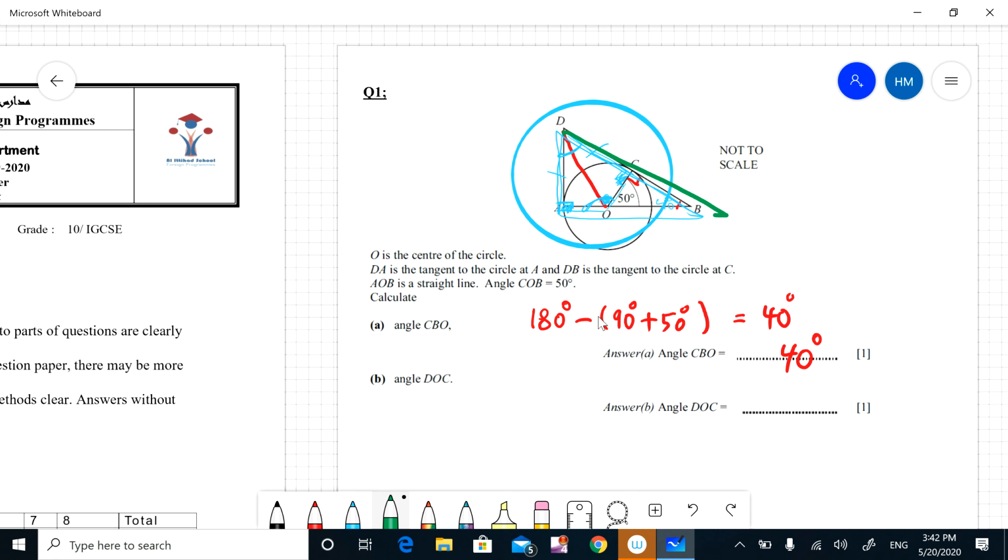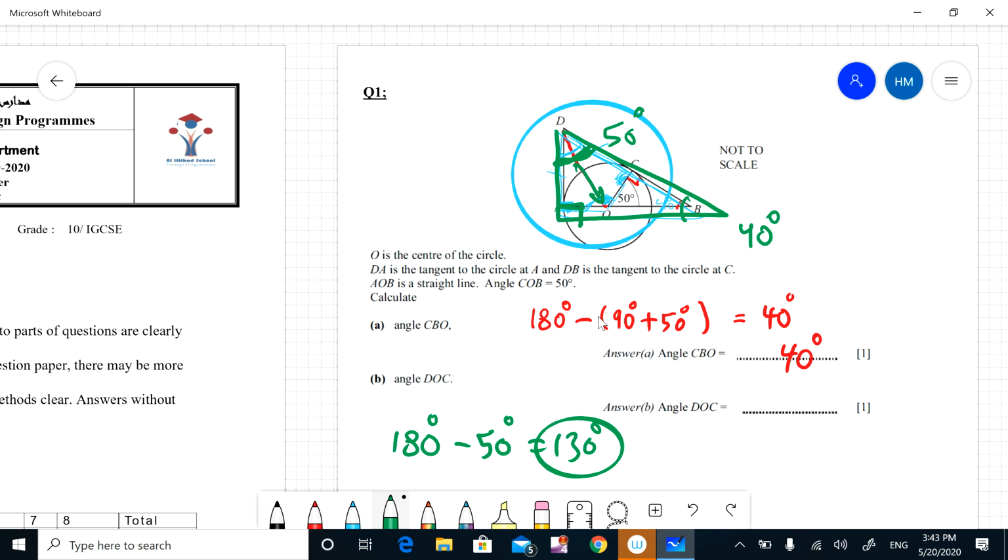So if you know this angle is 40 and this triangle is a right angle triangle, so if this angle is 40 and this angle is 90, the sum of these angles is what? 130. But this angle with the opposite angle adds up to what? To 180. So 180 minus 50, it will be 130. 130 is the angle AOC. But because we need DOC, you can divide 130 by 2 to get 65 degrees. So the angle is 65 degrees.